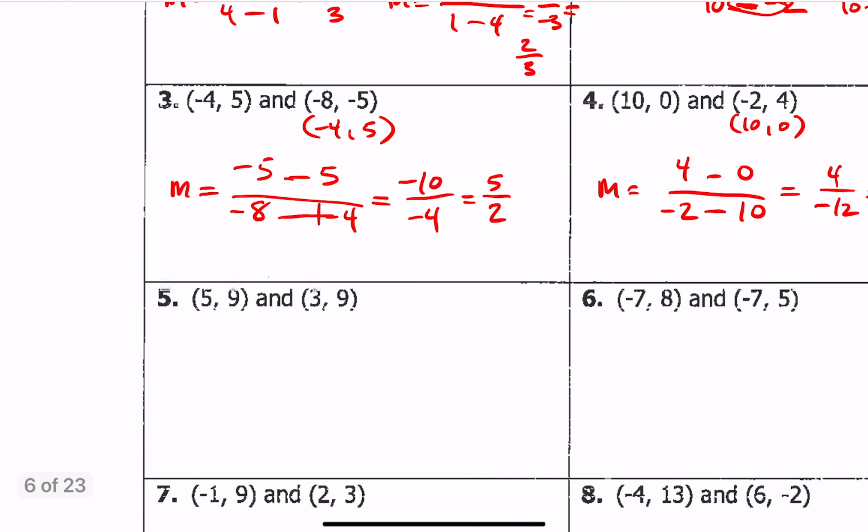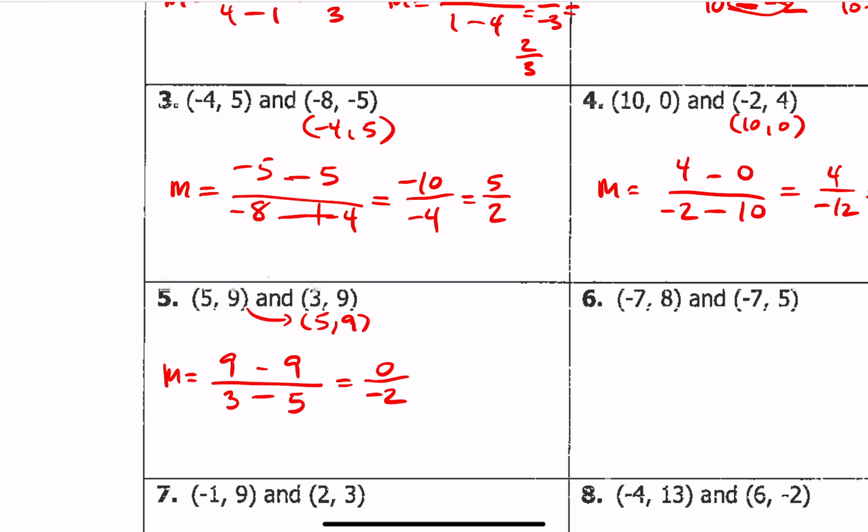A couple more we'll do together. For this one, I'm going to set it up. I'm going to stack my points, put that 5 over 9 underneath the 3 over 9. So when I do the top part, it's 9 minus 9. And when I do the bottom part, it's 3 minus 5. 9 minus 9 is 0. 3 minus 5 is -2. But 0 divided by any number, doesn't matter what it is, is always going to be 0, right? No matter what. So this is 0.